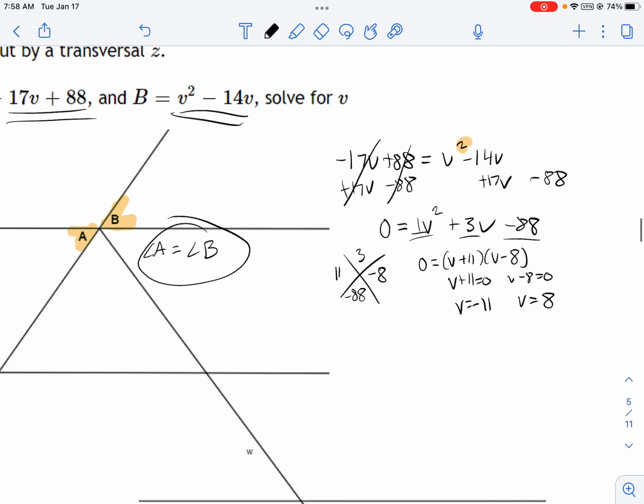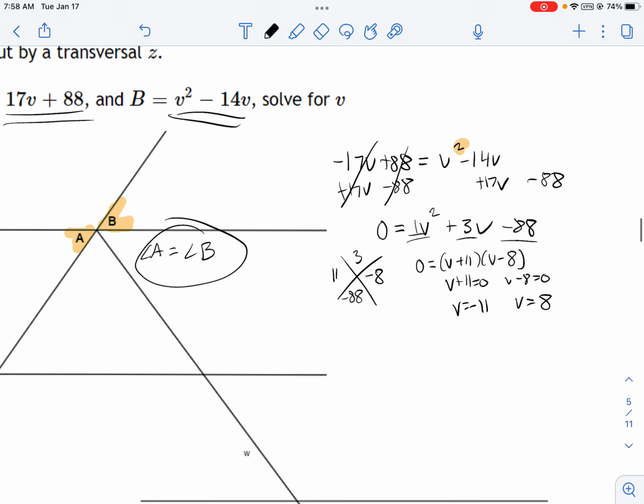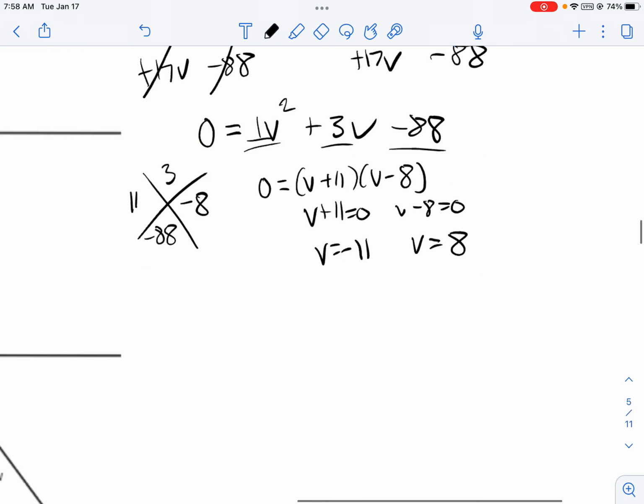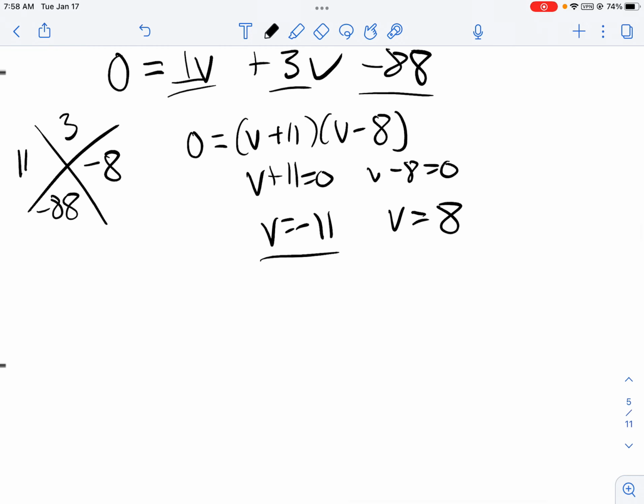Are you done? No. You are almost done. You're practically there. Now you have two possibilities. It's either going to be negative 11 or 8. And you got to make sure that they both work. Maybe they both work, maybe one fails, or maybe they both fail. You're not quite sure, but you got to get it done.